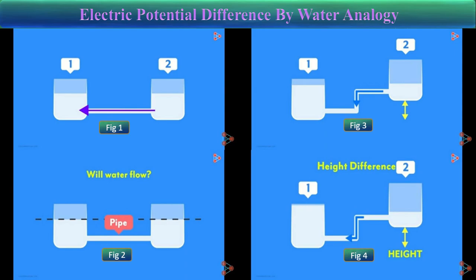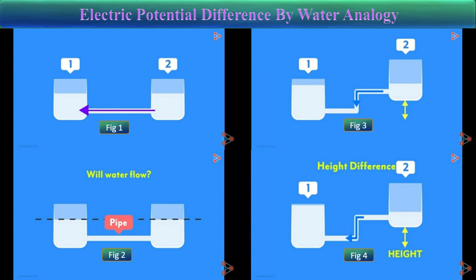Imagine you have 2 beakers filled with an equal amount of water, as in figure 1. Both the beakers are connected together with the help of a pipe. Next, will the water flow from one beaker to another? Now concentrate on figure 2. Will the water flow from one beaker to another? No. You will see the water in both the beakers is as it is in figure 2.